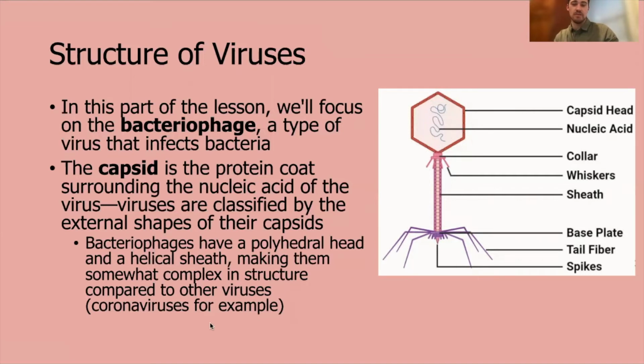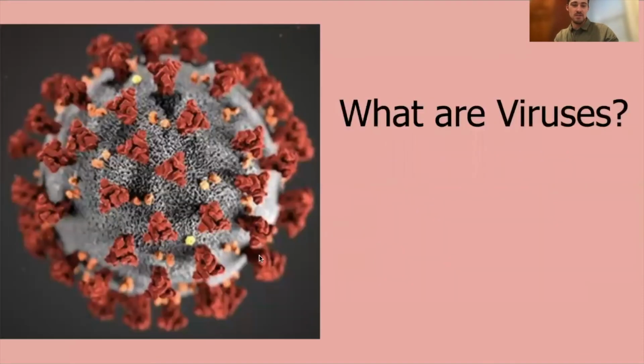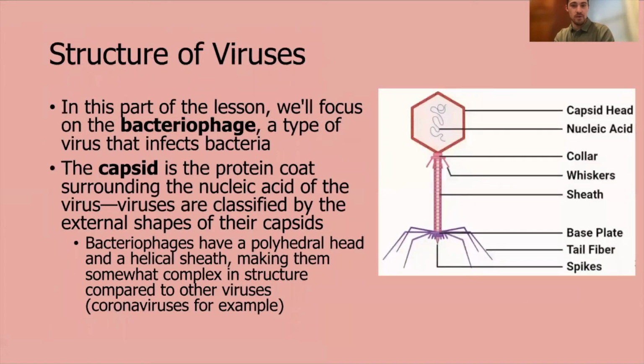Compare that to coronaviruses, for example. If you go back, this coronavirus is much more simple in shape. It's just a round protein capsid. It has those spike proteins, and it's also encased in an envelope, which we can talk about in a little bit as well.